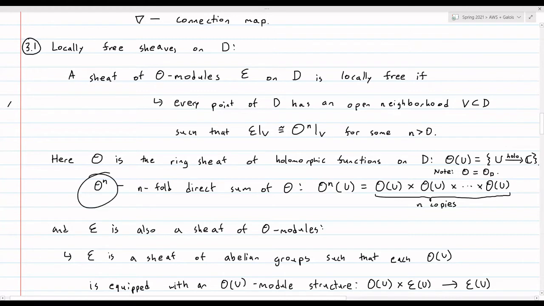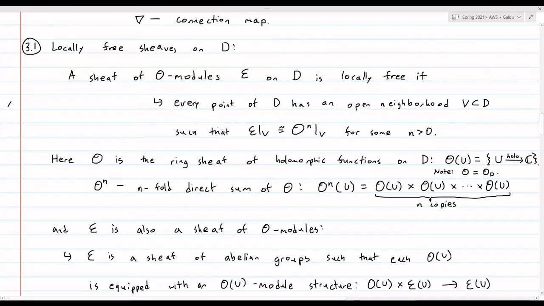And then O^n is the n-fold direct sum of O. What this means is for each open set, you're just taking n copies of the ring associated to that open set and taking the direct sum of those rings. So that's all this is. You can think of the sections of O^n as just n-tuples of holomorphic functions on open sets in my domain.